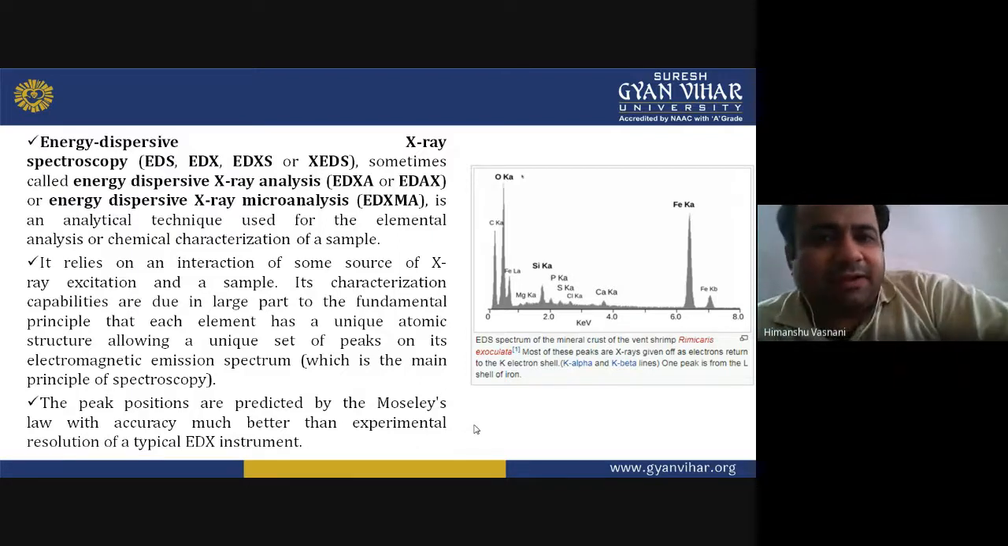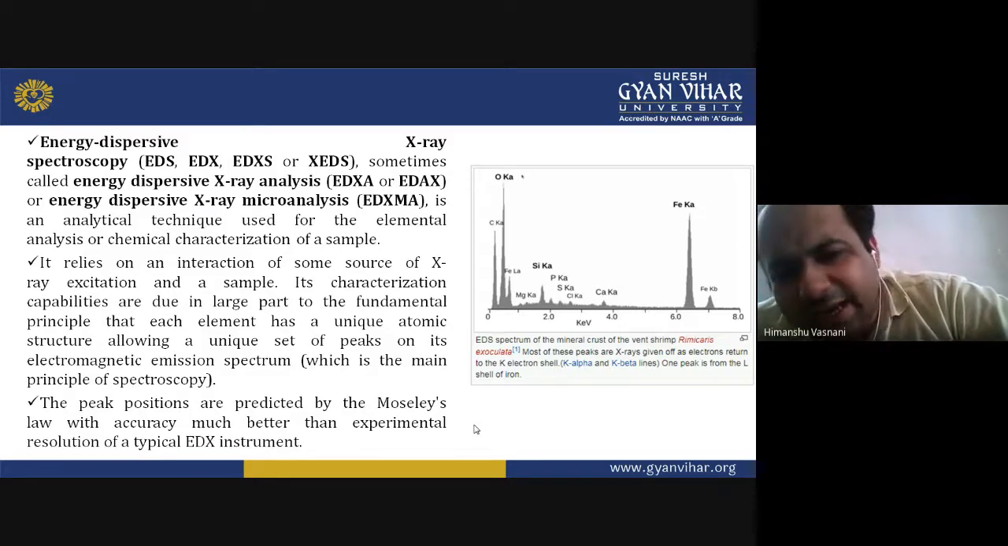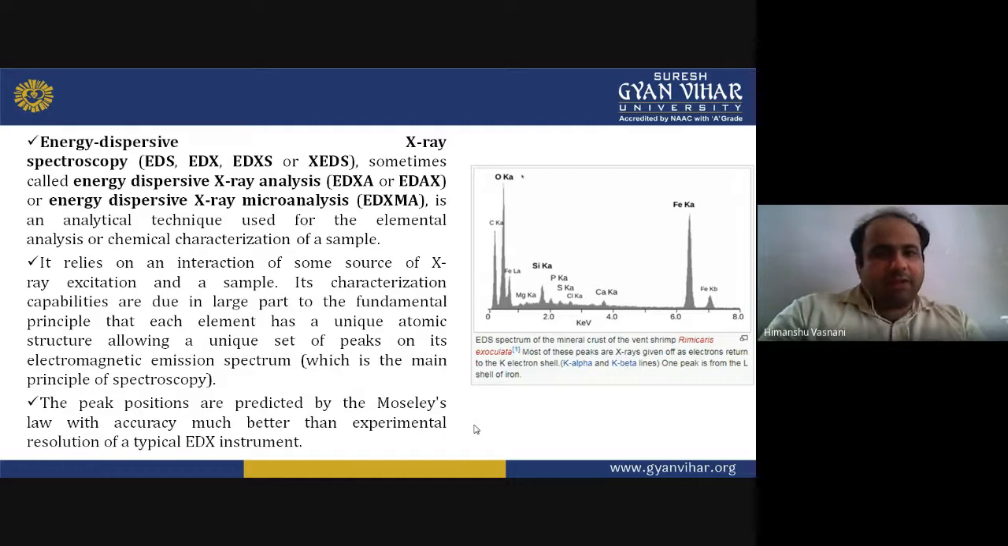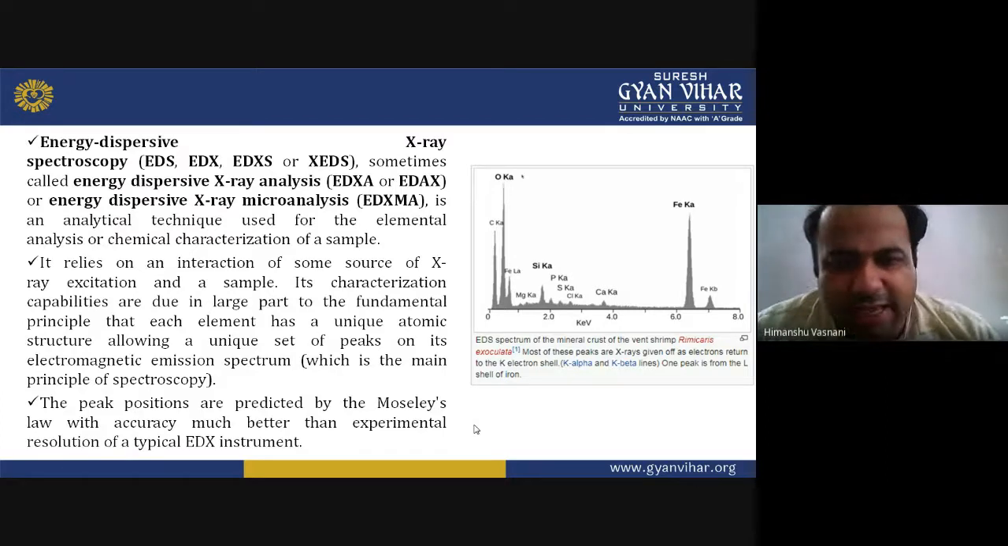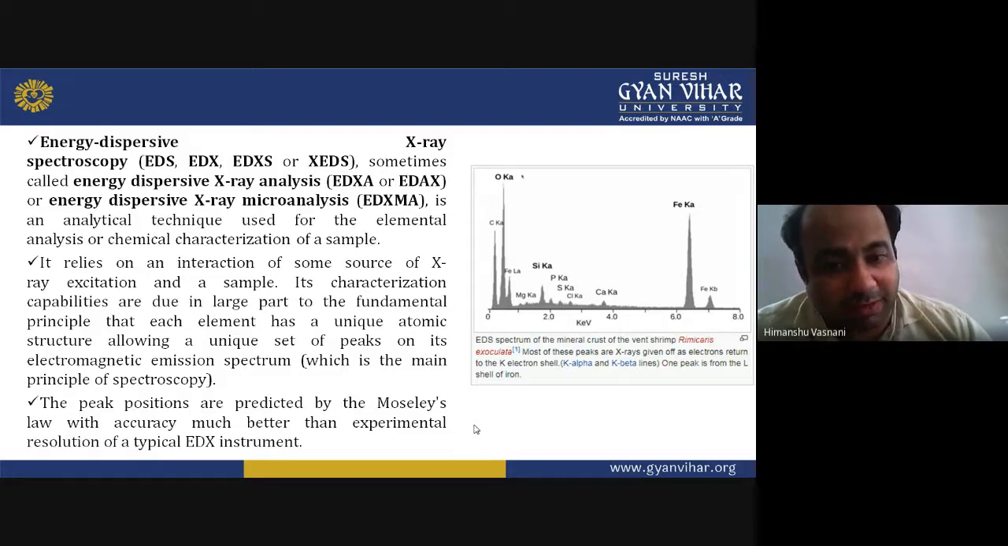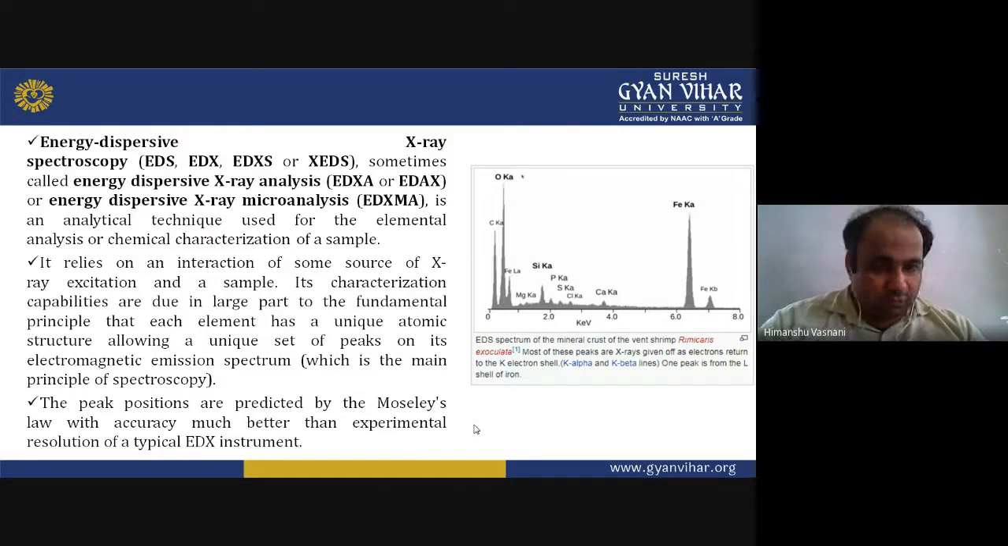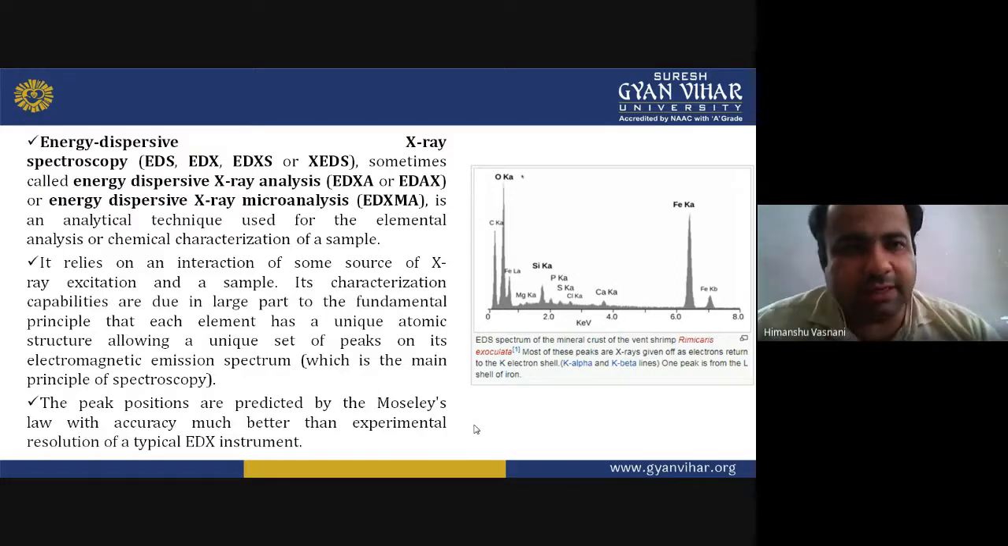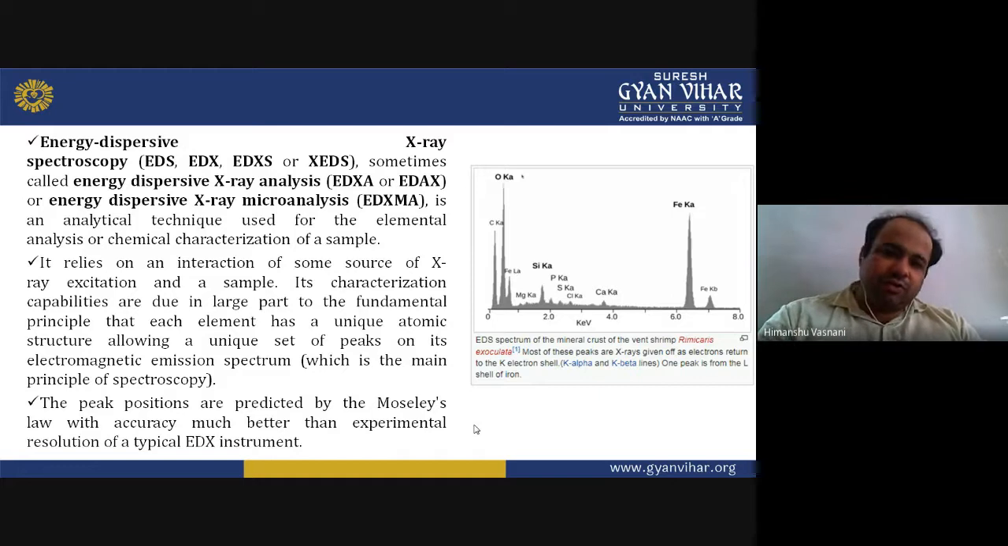Now, its characterization capabilities are due in large part to the fundamental principle that each element has a unique atomic structure, allowing a unique set of peaks on its electromagnetic emission spectrum, which is the main principle of spectroscopy. I repeat, try to understand it. This system, EDS, relies on the interaction of some source of X-ray excitation.